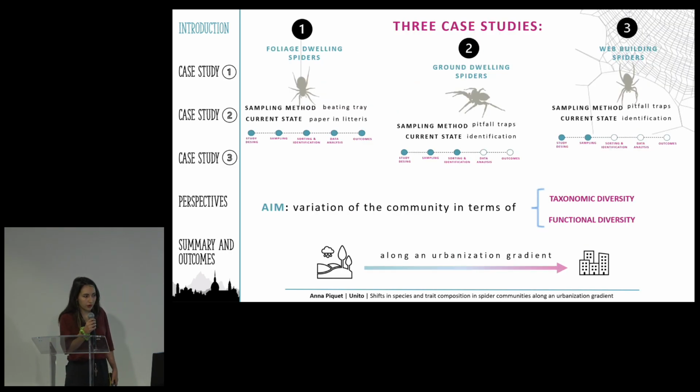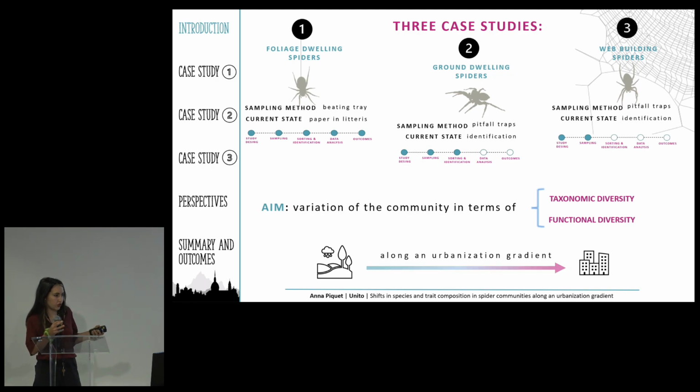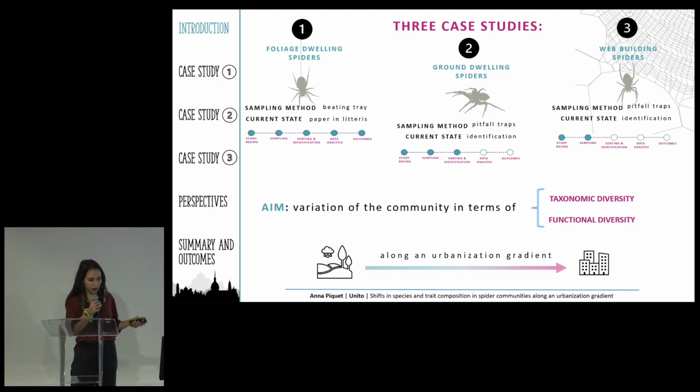I'm actually working on three case studies, investigating different compartments of spiders' urban communities. In the first case, I sampled the so-called foliage-dwelling spiders, which are the spiders living on the lower branches of the trees or in the shrubs. In the second case, I sampled the spiders living on the ground. And in the third case study, I'm working on the web weavers. The general aim of all these studies is to study the variation of the community in terms of taxonomic and functional diversity along an urbanization gradient.